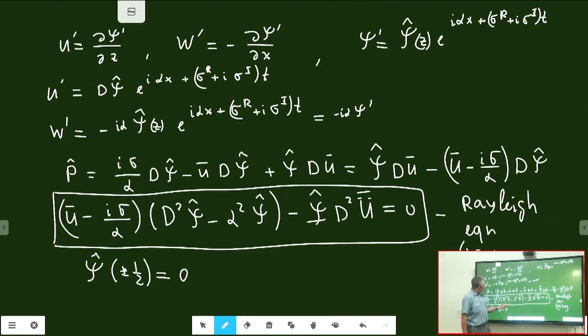We have to solve it. We need to find this sigma, the numerical value of that sigma. If sigma is positive, then we have an instability. If it is negative, then we have stability. So that's how far we went. We did a lot of work.